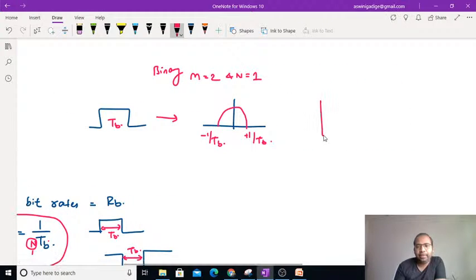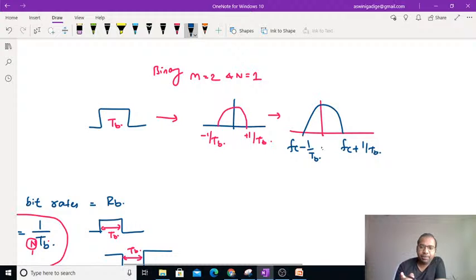Now, if I modulate this message signal with phase shift keying, then I will get a signal like this. And now here FC plus, because after modulation the carrier signal frequency will be added to the message signal frequency, right? So I can take it like this: FC plus 1 by TB and FC minus 1 by TB.